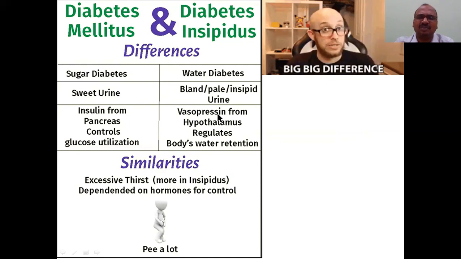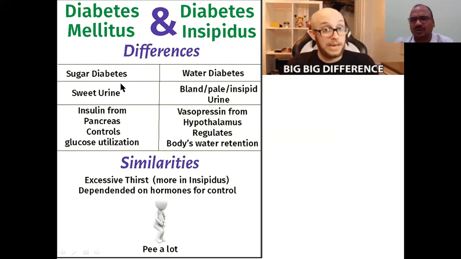This is a hormonal problem, and this is also a hormonal problem. One is the insulin hormone. The other is vasopressin from the hypothalamus, which regulates the body's water retention. Here the problem is there. In diabetes mellitus, sweet urine is the main criterion. Here they will get bland, pale, insipid urine, very pale. I think you can understand pale. These are the differences.